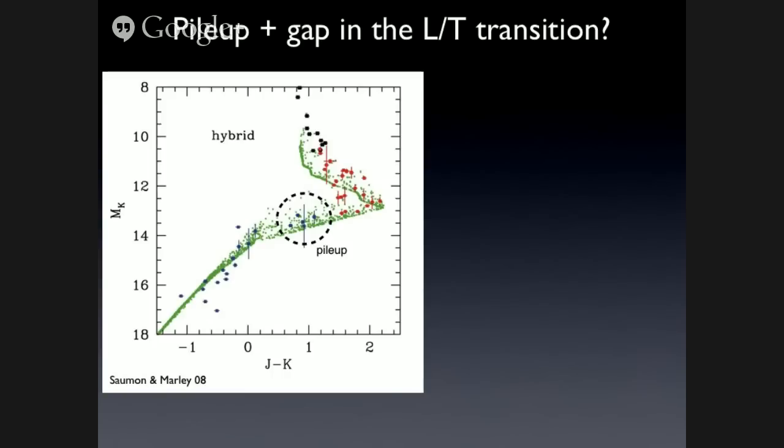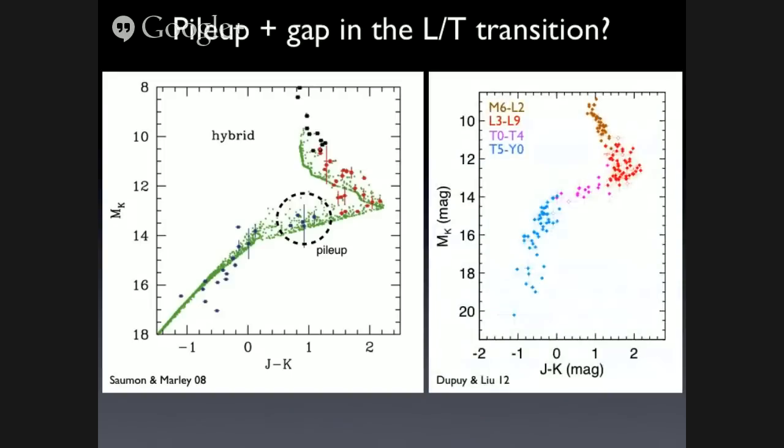And that release of entropy slows down the evolution. So you kind of get a piling up of objects there. Now, is this a real feature? Well, in 2012, Dupuy and Liu published their large compilation of objects with parallaxes, and here's the CMD from that. There kind of is a suggestion of the pile-up there in the middle, along with, right after it, a suggestion of a gap, which would indicate some kind of very short-lived phase in the evolution, because there are just not very many objects there.